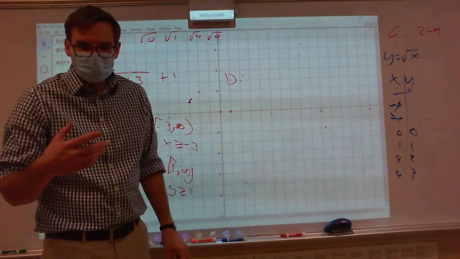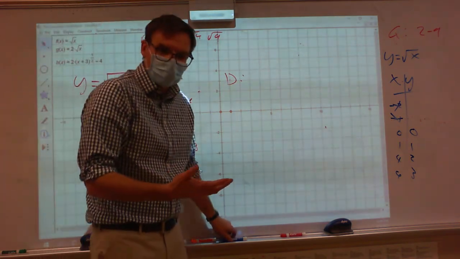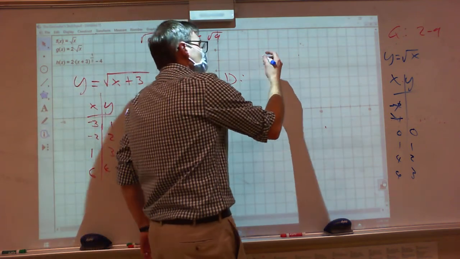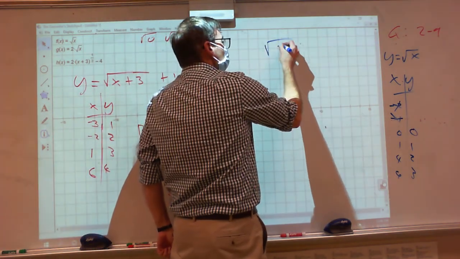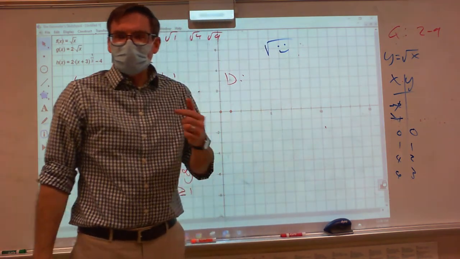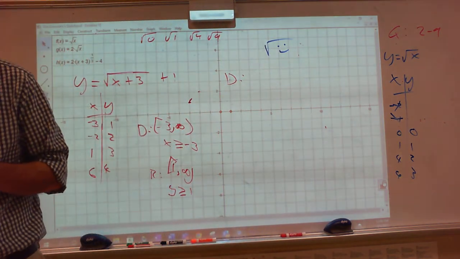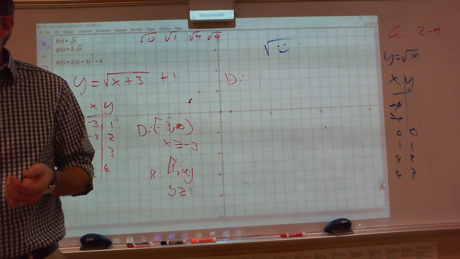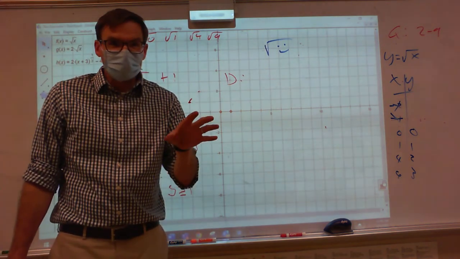Here, domain are like legal values. So here's how I want you to think about it. If I give you the square root of something, can I take the square root of a negative? Am I allowed to take the square root of a negative? All right, is everybody okay with that statement?